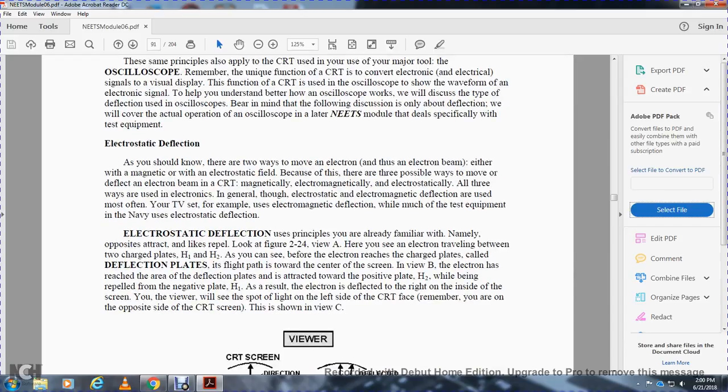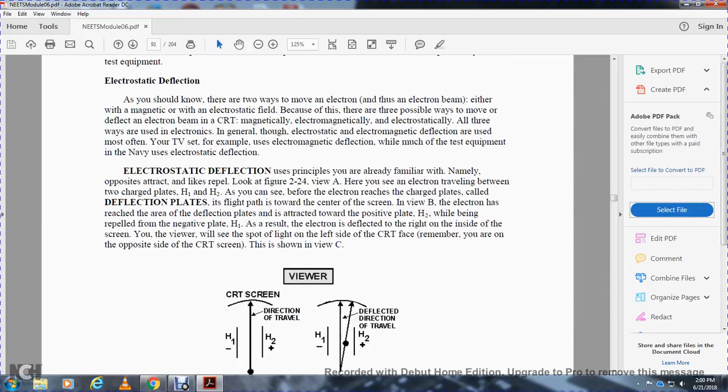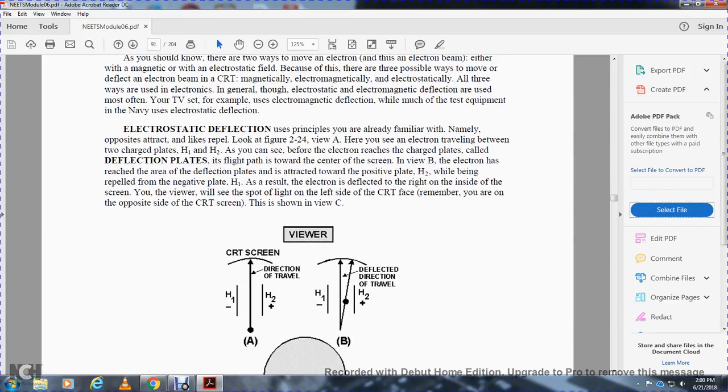Electrostatic deflection. As you should know, there are two ways to move the electron beam, either magnetic or electrostatic. There are three possible ways to deflect the electron beam in the cathode ray tube: magnetically, electromagnetically, and electrostatically. All three ways are used in electronics, and generally the electromagnetic field is used most often. In your TV set, for example, electromagnetic deflection is used, as in much of the Navy electronic equipment.